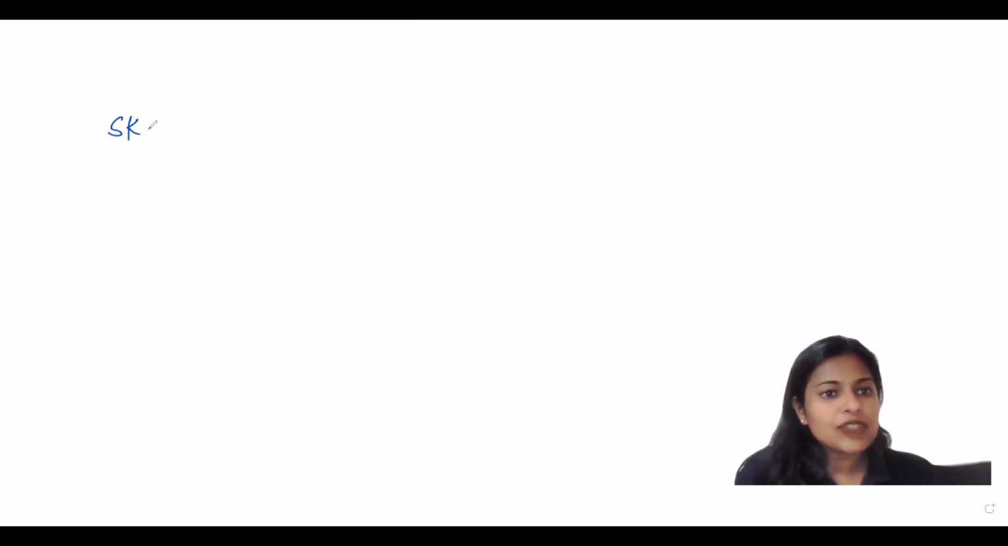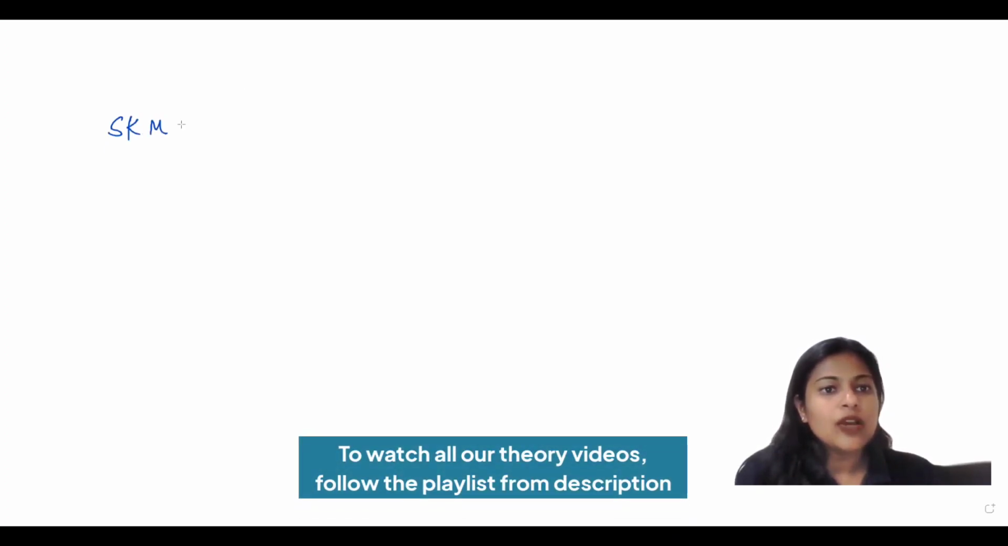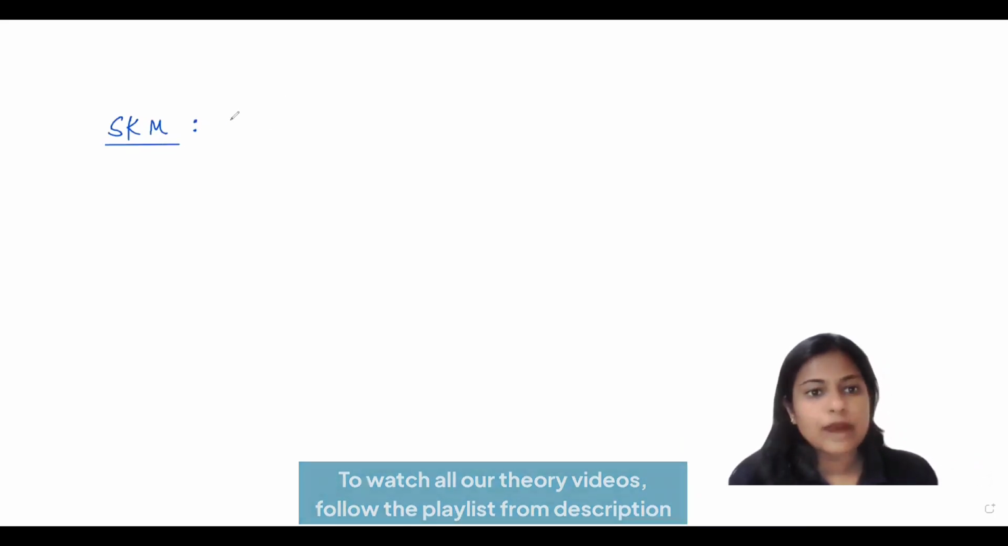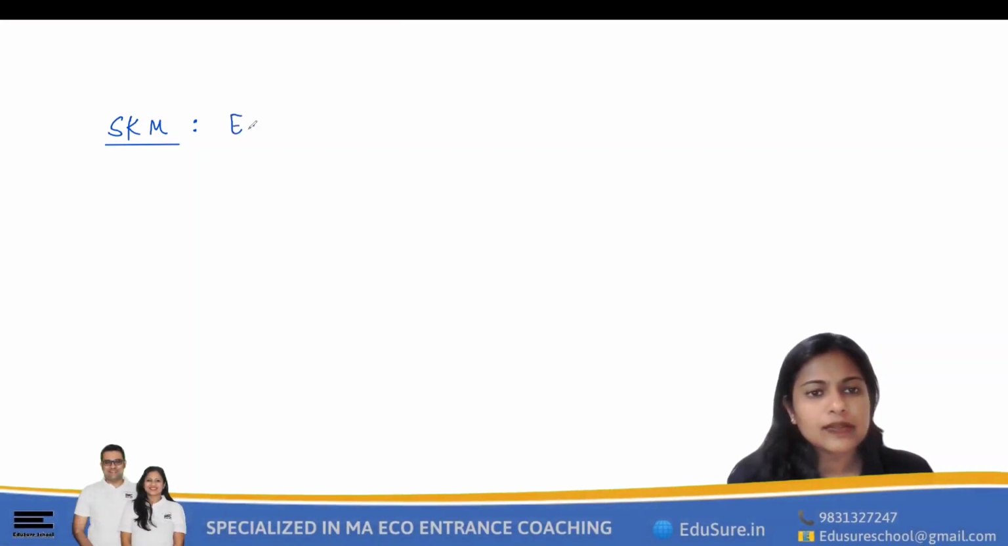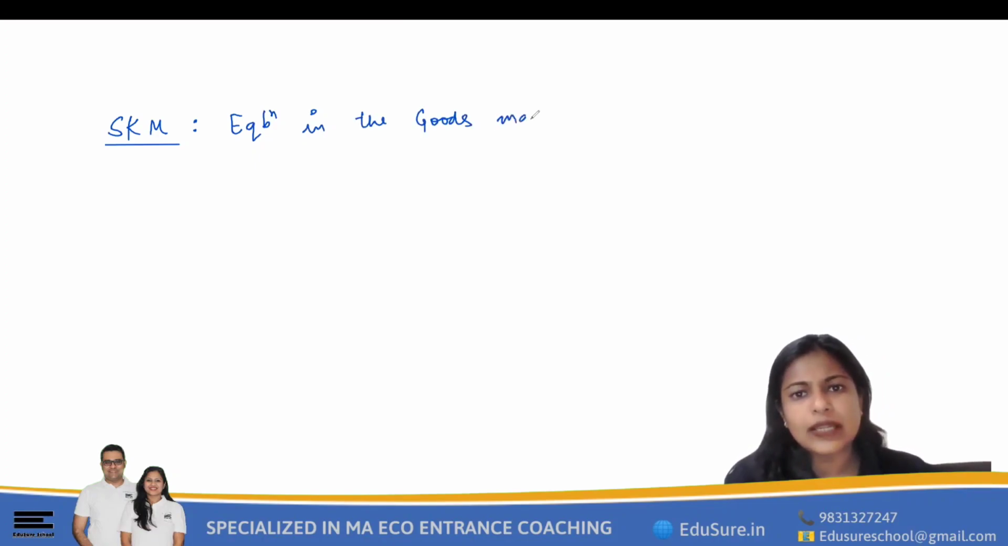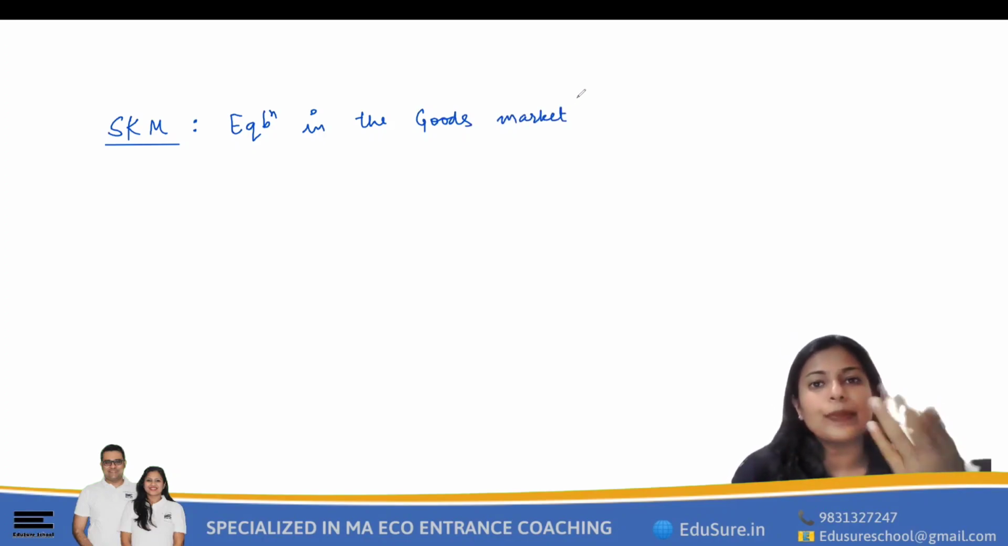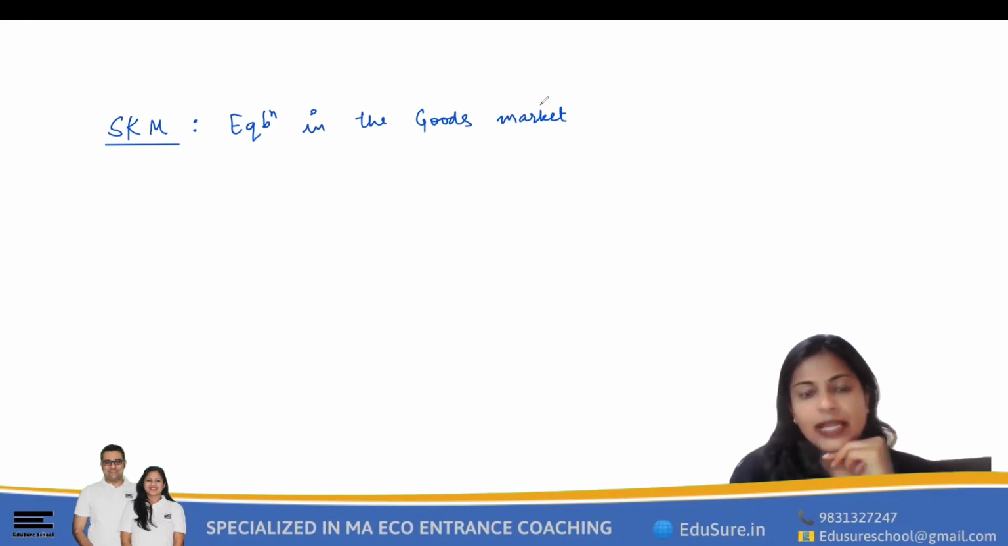We completed SKM, which is the simple Keynesian model, which relates to equilibrium in the goods market. So what do I mean by goods market? Goods market is where we're only talking about goods, and only about the purchase and sale of goods. So this is equilibrium in the goods market.